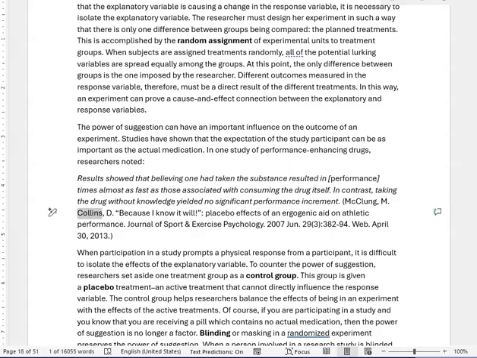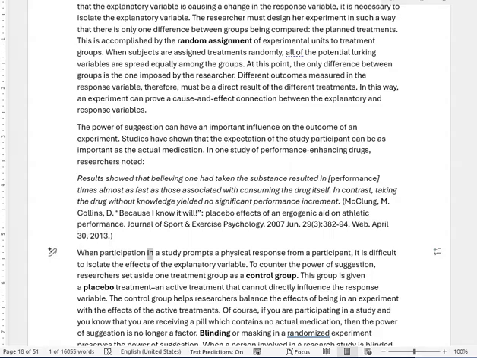McClung, M., Collins, D., "Because I Know It Will": Placebo Effects of an Ergogenic Aid on Athletic Performance. Journal of Sport and Exercise Psychology. 2007 June 29, 3382-94. Webb, April 30, 2013.